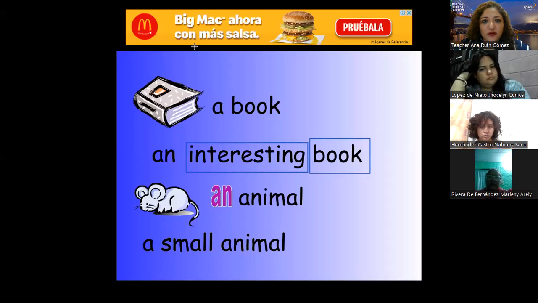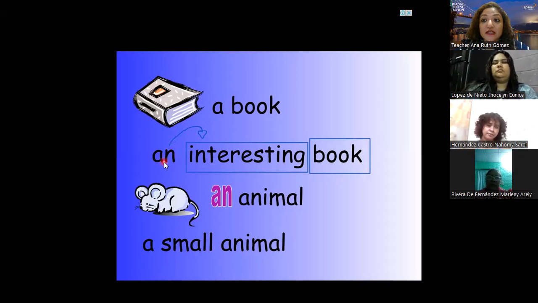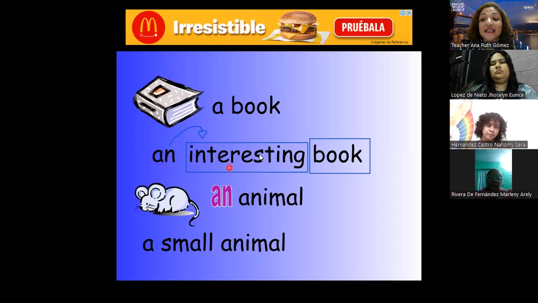Entonces, el artículo va a ir acompañando y la palabra inmediata. Por eso es que es interesting. Empieza con vowel or consonant? Vowel. With a vowel, all right? For that reason, it is possible to say an interesting book. Pero si solo decimos libro, un libro. A book. Okay, very good.